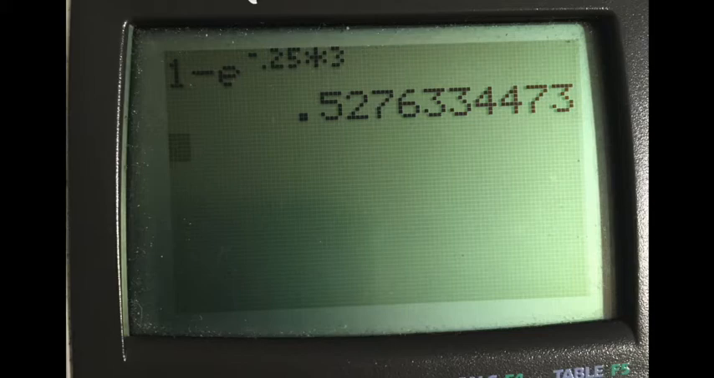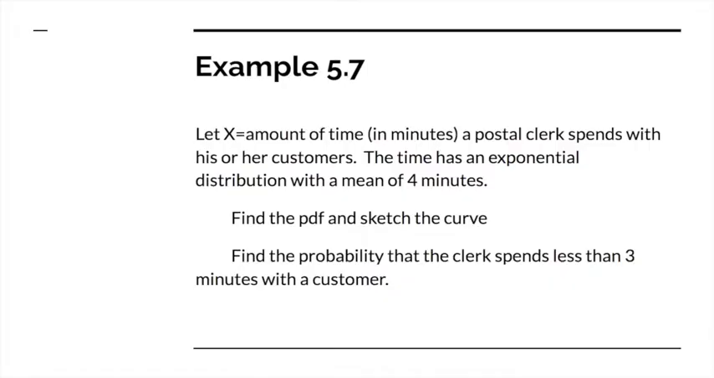If you are dealing with one of the new style calculators where it actually looks like an exponent on your calculator, then that's real easy, just negative 0.25 times 3. If you have an older style calculator where all it shows you is that little caret symbol, then you'll want to put negative 0.25 times 3 in parentheses. But in any case, what you should get here is 0.5276, so let's call that 0.528 would be the probability that this clerk spends less than 3 minutes with a customer. Now, remember that the CDF function only gives you less than.